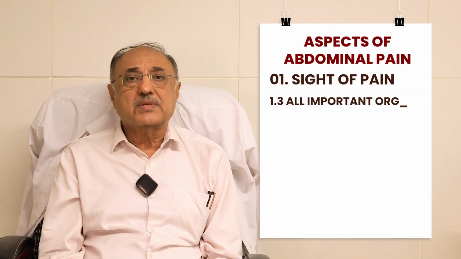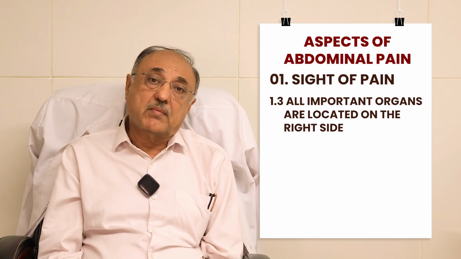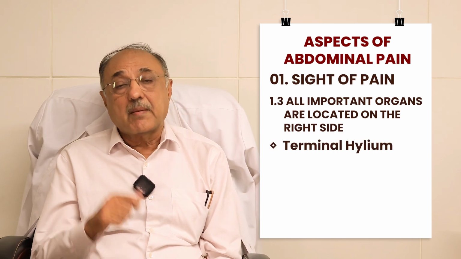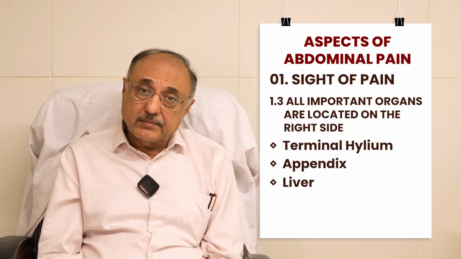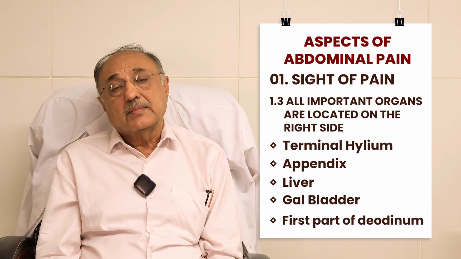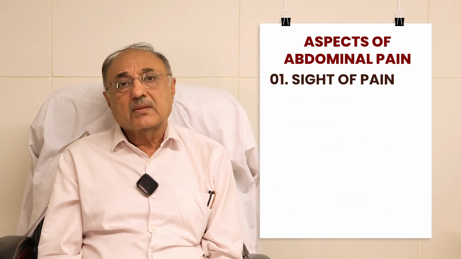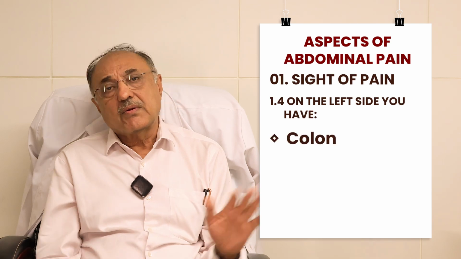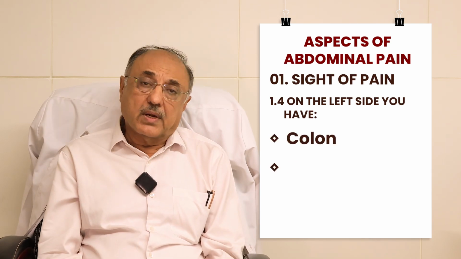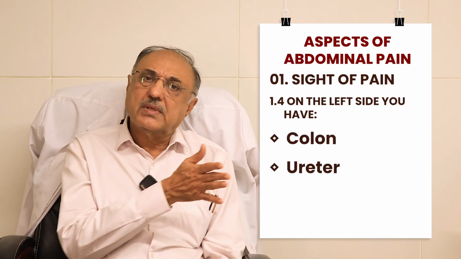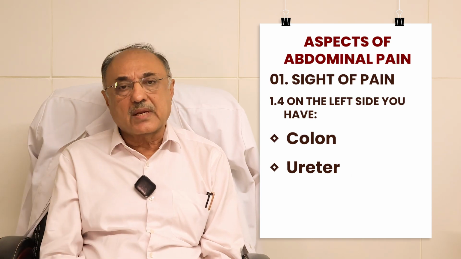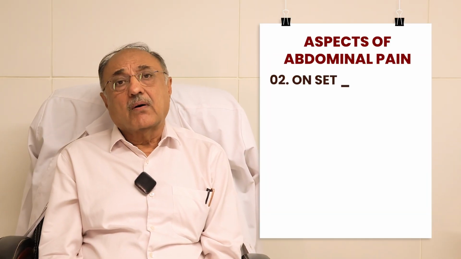On right and left, again, very important. All important organs are located on the right side. If you talk about terminal ileum, if you talk about appendix, if you talk about liver, gallbladder, first part of duodenum, these are all located on the right side. On the left side, on the other hand, in front and background you have got a ureter. So on the left side there are not many causes, on the right side all important organs are there. So this is how you can say that probably we are dealing with XYZ organ as per the site of the pain.